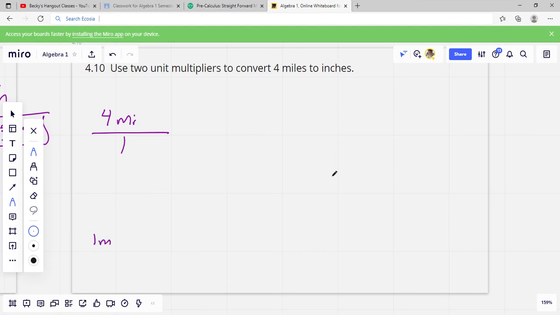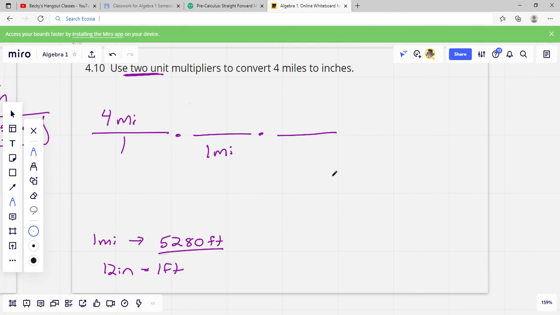I can go 1 mile is 5,280 feet. And then I know that I can get from feet to inches: 12 inches equals 1 foot. Okay, now I've got to figure out what goes where. I know I'm going to have 2 unit multipliers because it said 2 unit multipliers. I need miles to be on the bottom of this next one, so that would be 1 mile equals 5,280 feet. Okay, now I know if feet is up here, it's going to have to be down here for them to cancel. So that would be 1 foot is 12 inches.